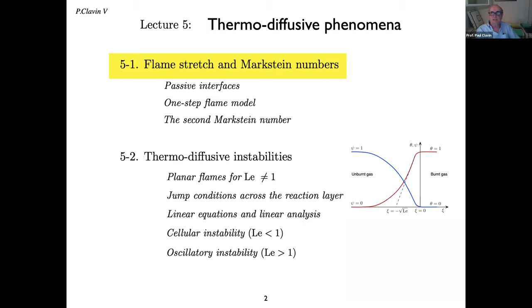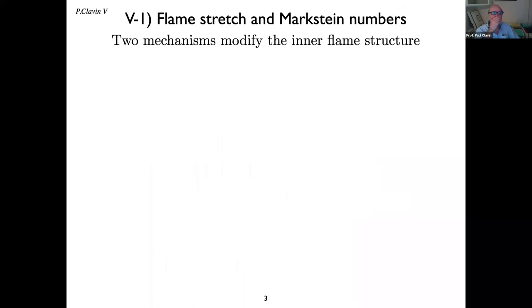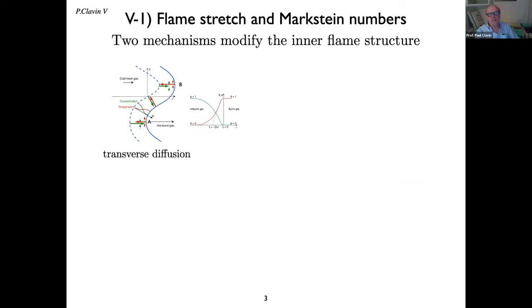So let me begin with some considerations concerning the flame stretch and what is called the Markstein numbers. Two mechanisms indeed modify the inner flame structure. As I told you, these two mechanisms are diffusive and act in the transverse direction.